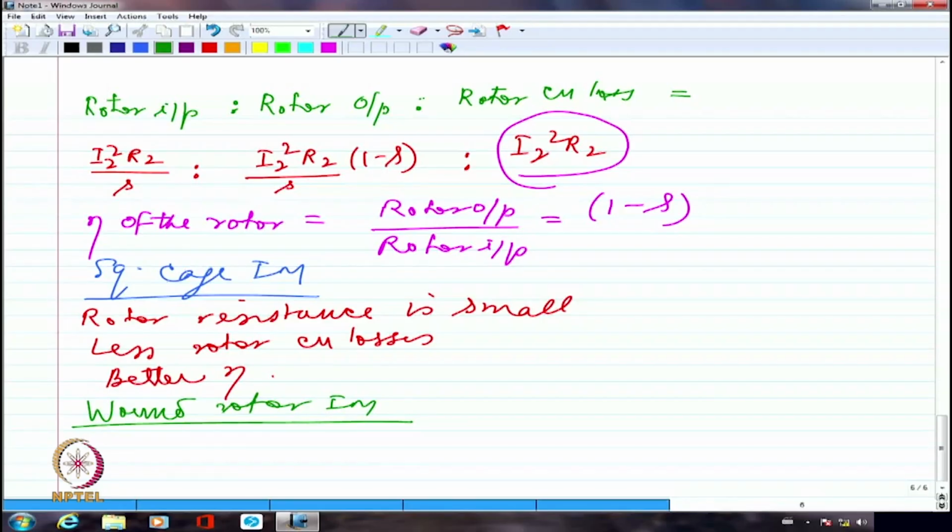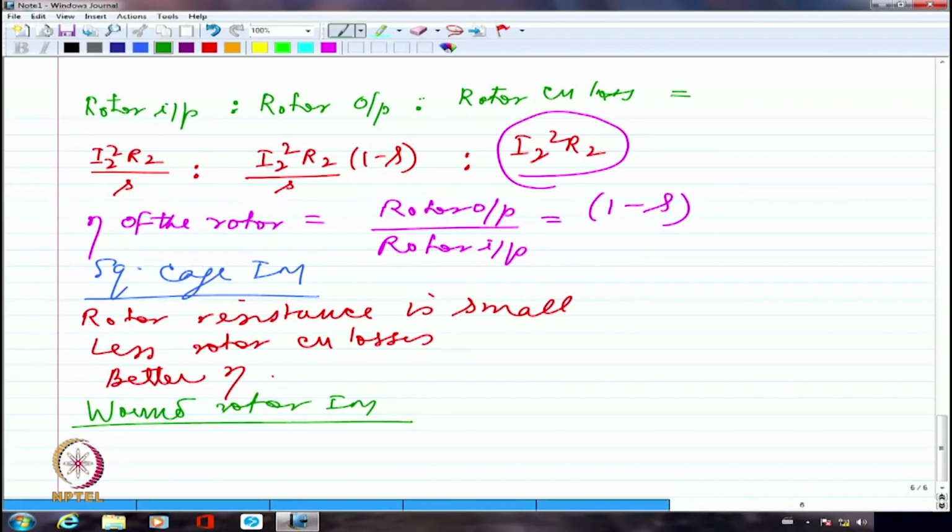I just put the bars and two end rings I put and short circuit. Nothing more than that. Whereas here I have to go round and round taking the entire winding in the form of not really lap and wave. We call this the armature winding for the AC machine.